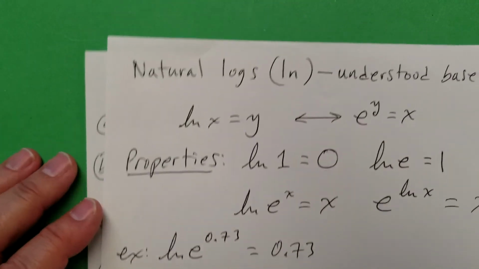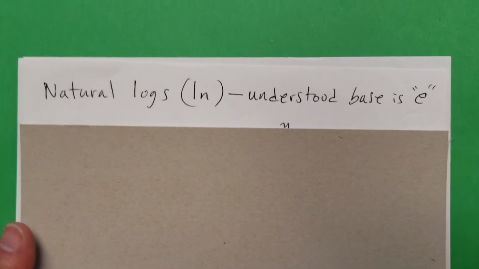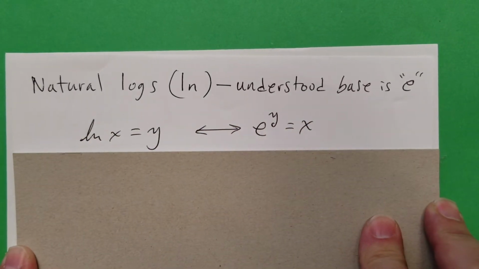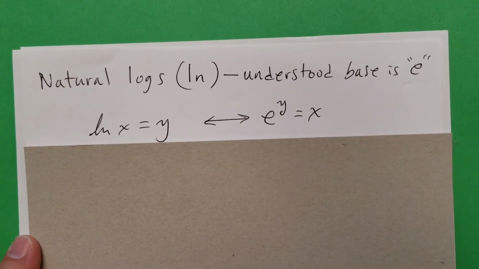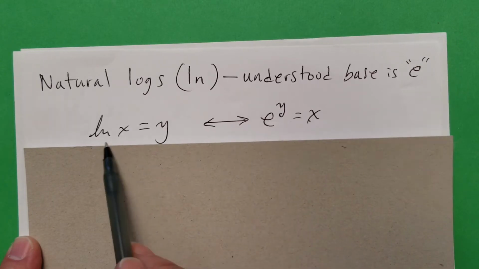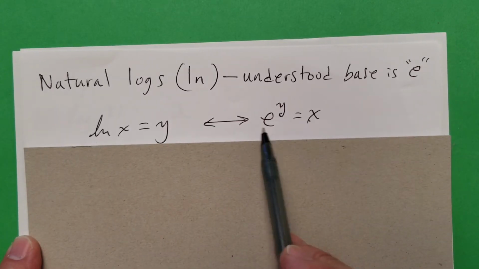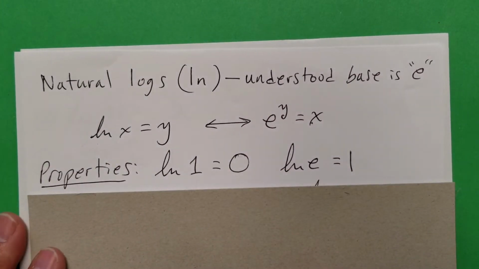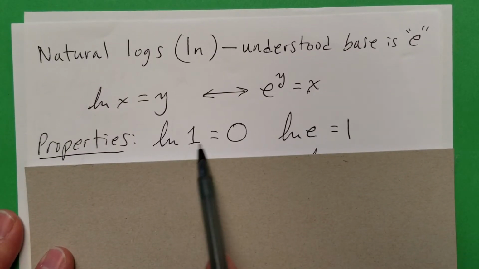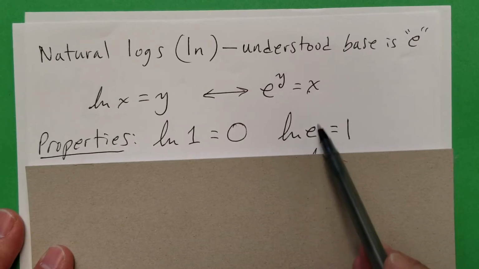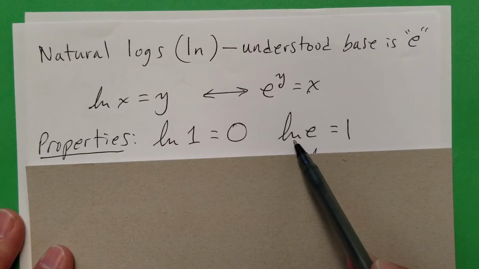Natural logs. We talked about e in 3.1. Well, it's the inverse of e. So if this is e to the y equals x, then ln is the inverse of e. So these go back and forth. These are equal. You can ask it this way or this way. So properties, just like before, ln of 1 equals 0. ln of e equals 1, right? ln and e cancel each other, and you're left with 1.